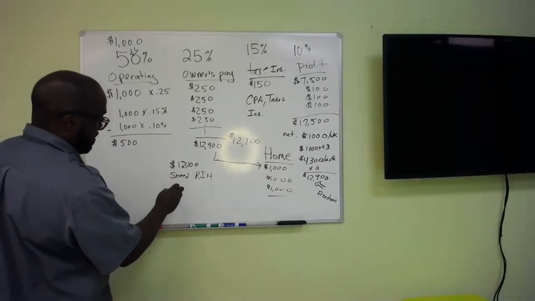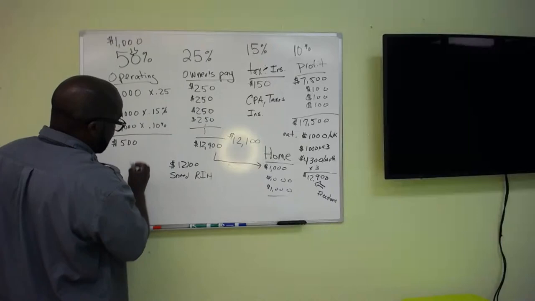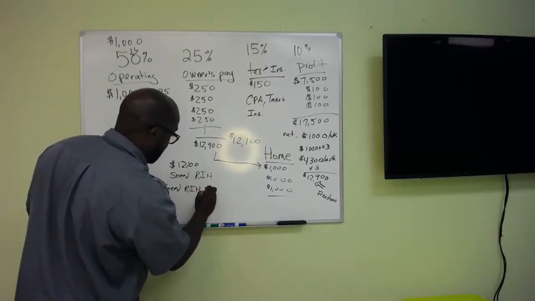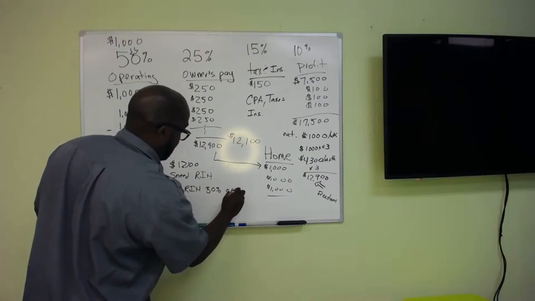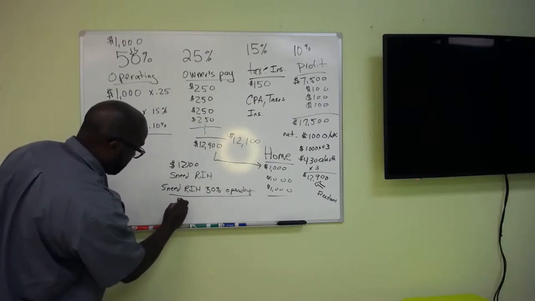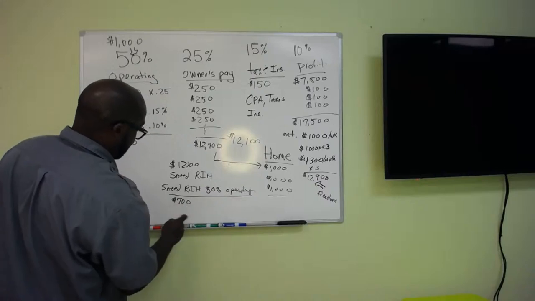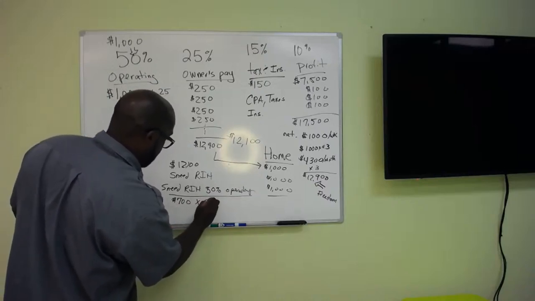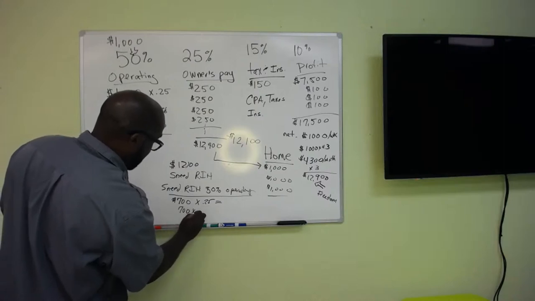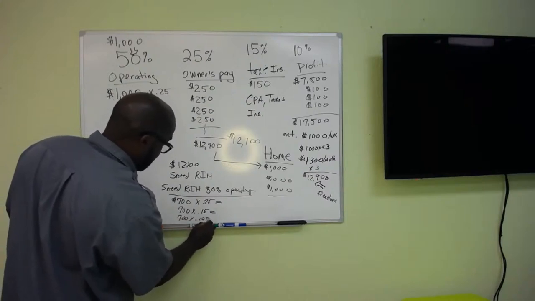So with that, I'll make another account. On my account here, I have another 50% operating: Sneed RIH, 50% operating. So if somebody pays their rent here, they're gonna pay me $700. I'm gonna do the exact same formula. I'm gonna multiply this times 0.25 and put that into my owner's pay. I'm gonna come here again and multiply that times 0.15 and put that into the tax. And I'm gonna multiply that times 0.10 and put that into the profit.